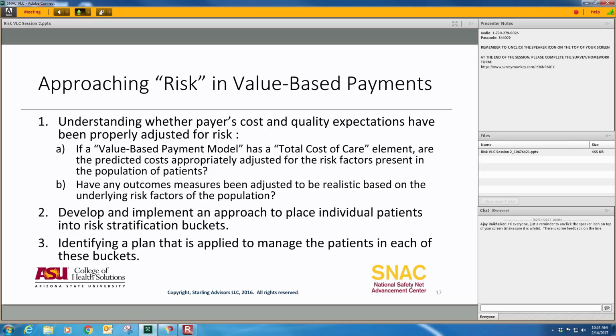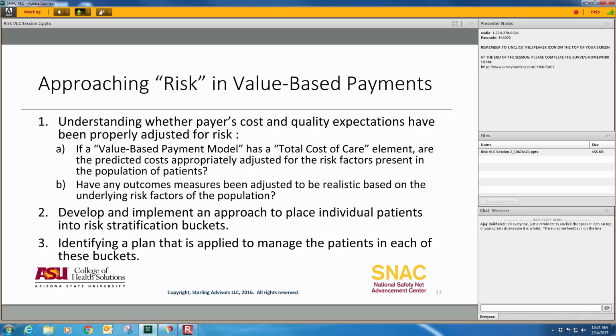A couple of points to make. Approaching risk and value-based payments really requires us to do a couple of things. First is to understand whether a payer's cost and quality expectations have been properly adjusted for risk. So if you are considering a value-based payment model that has an element of total cost of care, are they predicting the costs based on appropriate risk factors in that underlying population? And have any outcome measures been adjusted to be realistic based on the underlying risk factors of a population? I'm going to give you a quick example of both.